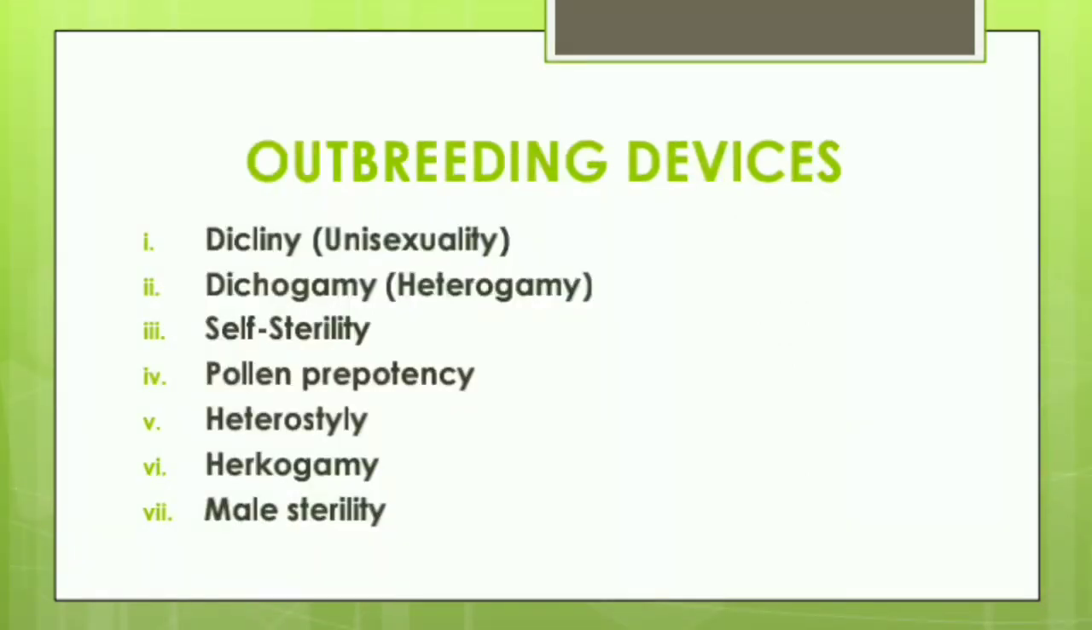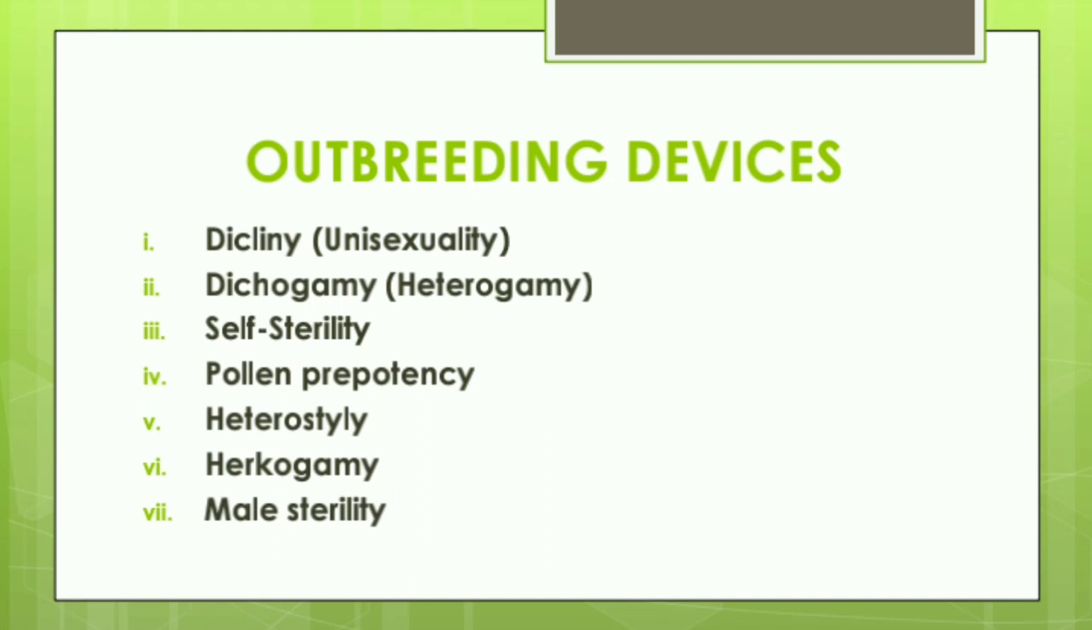Now let me discuss outbreeding devices. It's very interesting. Majority of flowering plants produce bisexual flowers, and the pollen grains are likely to come in contact with the stigma of the same flower. Now, this continued self-pollination would result in inbreeding depression. So, flowering plants have developed many devices to discourage self-pollination and encourage cross-pollination.